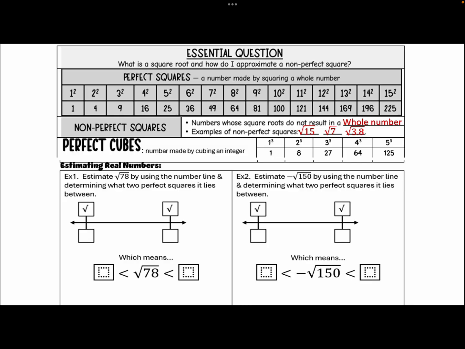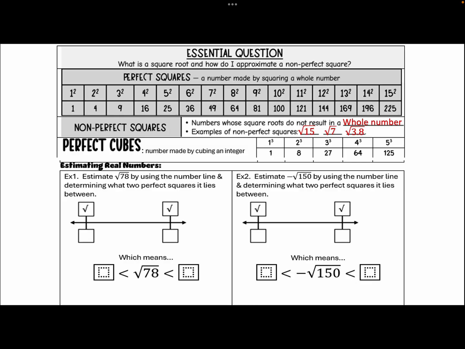So perfect cubes are a similar idea. A perfect cube would be when I take the cube root of a number, it works out to be a whole number answer or an integer answer. But if I take the cube root of a non-perfect cube, it's the same as taking the square root of a non-perfect square. All right, hopefully that helps make sense of what these vocab words are.